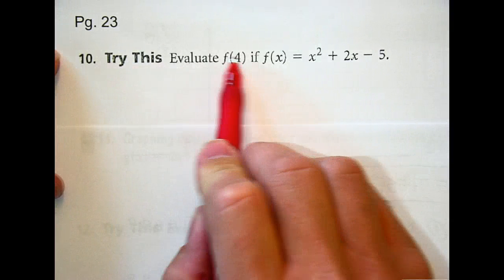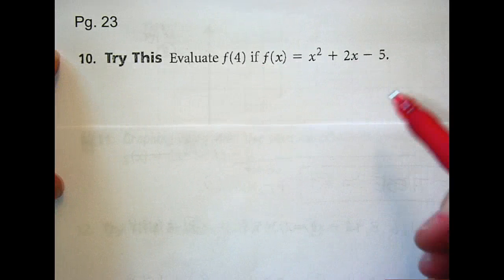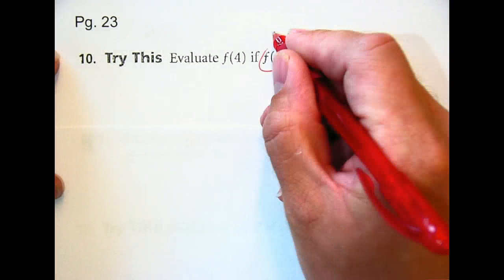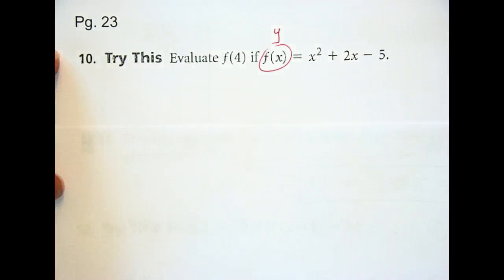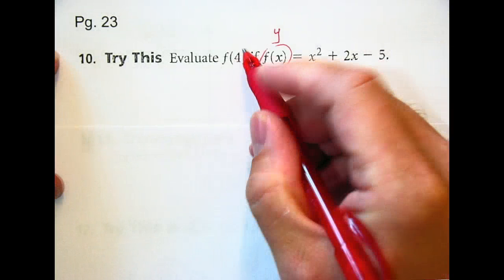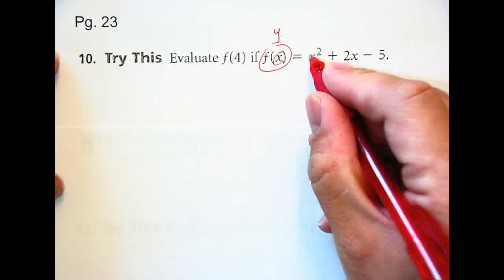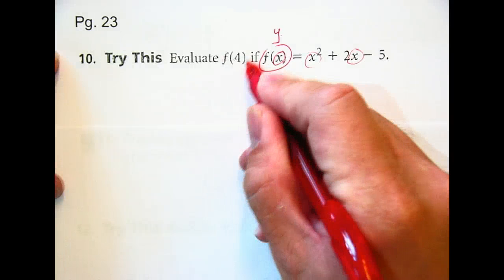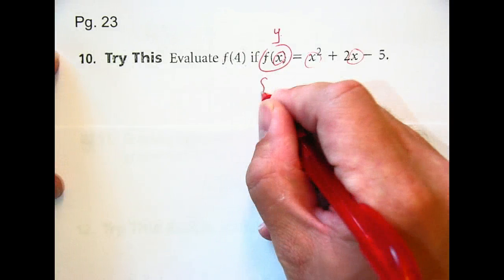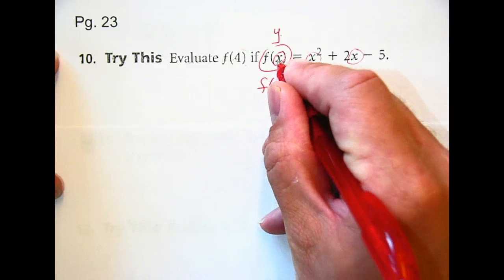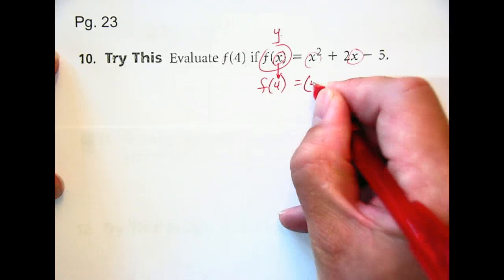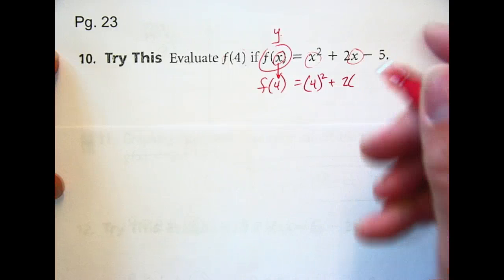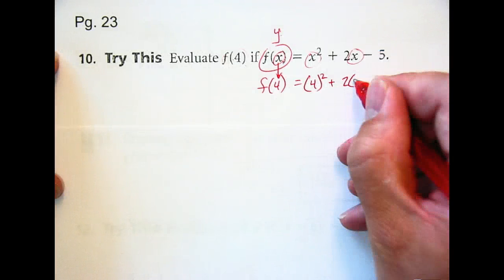Number 10, evaluate f of 4 if f of x equals x squared plus 2x minus 5. This is called a function. This is function notation. Remember, f of x is the same thing as y. And when we want to plug something in there, we have f of x. Notice this x. It's the same variable we have in this problem. Well, whenever we replace that with f of something else, we're saying, what is this when x is 4? Now, x has become 4. That means all of these x's in here also become 4. So we're substituting a value in. So what is the value of y when x is 4 is really what it's asking.